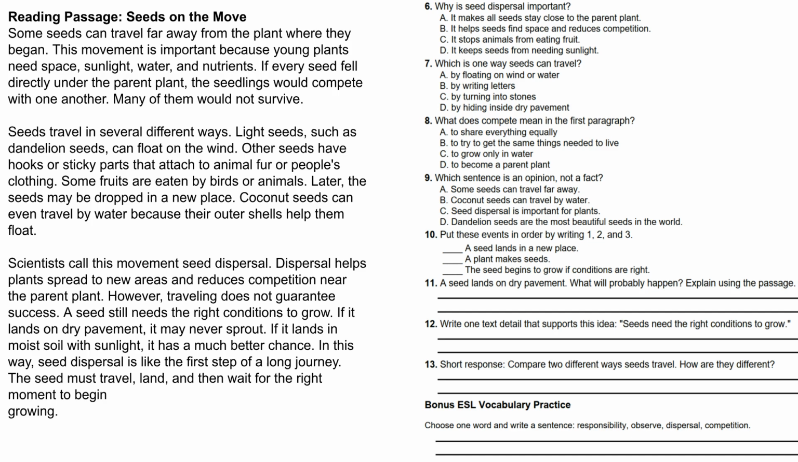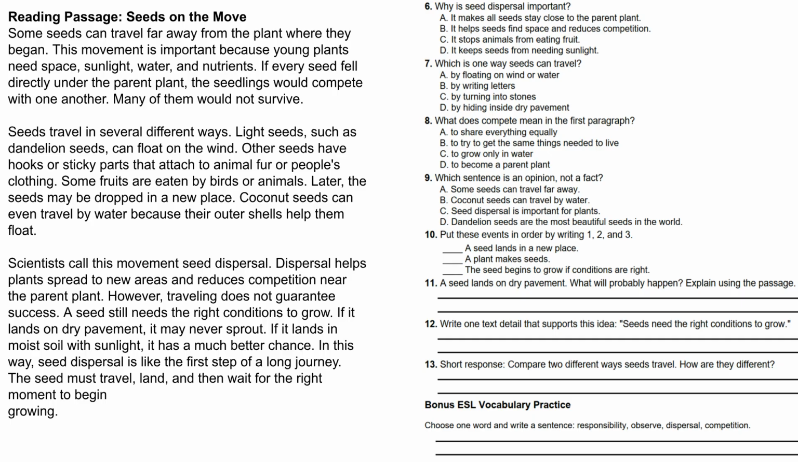Now let's look at the questions. For question 6, think about why seed dispersal matters. Look back at paragraph 1 and paragraph 3. For question 7, find one way seeds can travel. The passage gives several examples. For question 8, the word compete means that the seedlings are trying to get the same things they need to live. Use the sentence around the word to help you.